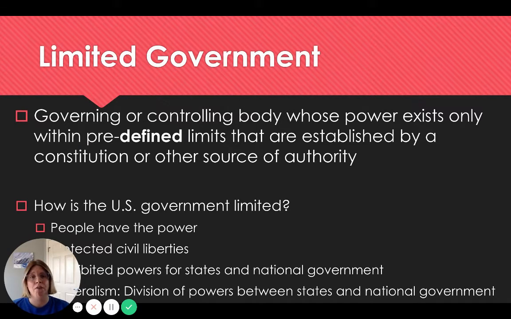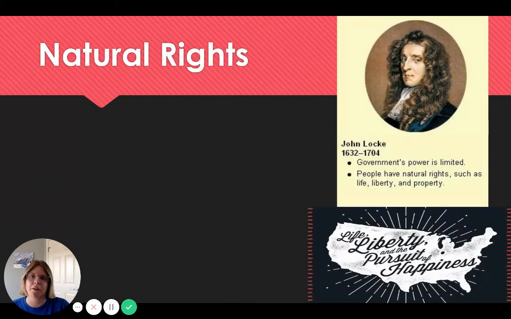Also, there's a concept called federalism that we're going to explore later on in this unit, but just to introduce it, it's basically just the division of powers between the states and the federal government. Basically, the idea that the states will have some powers, the federal government will have some powers. They also share some powers as well, but we'll explore that more next week when we look at federalism.